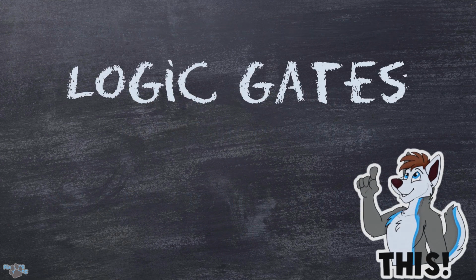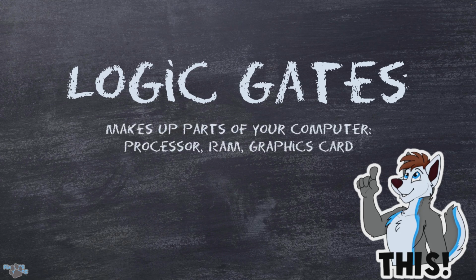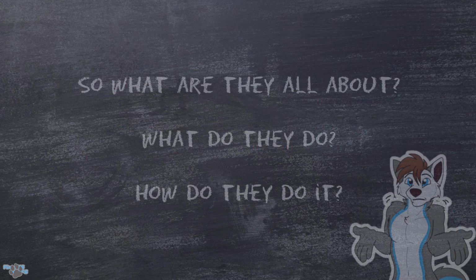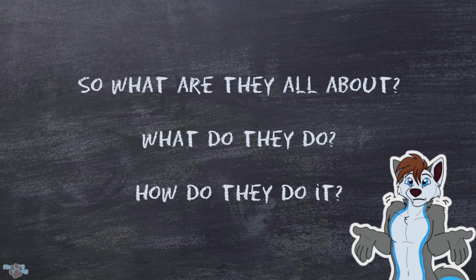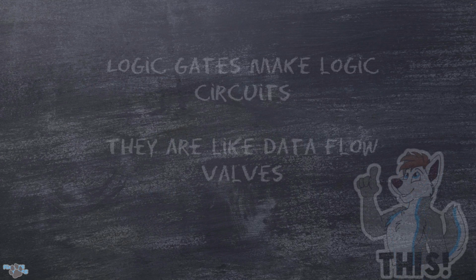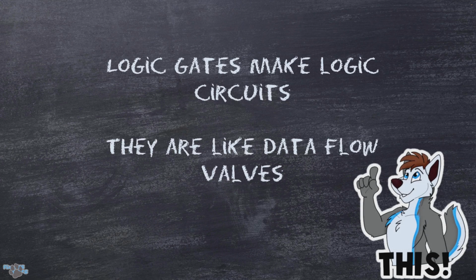You may not have heard of these, but they are an essential part of computing, making up the basics of everything in your computer, from your processor to your memory. So what are they all about? What do they do? And how? Logic gates make up logic circuits. For ease, we can think of them as valves. Valves that control data flow.